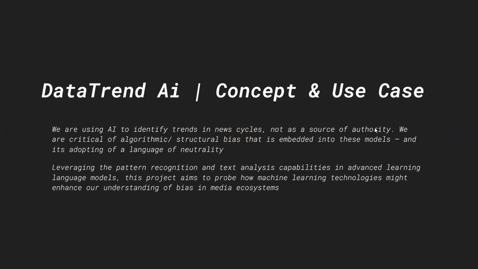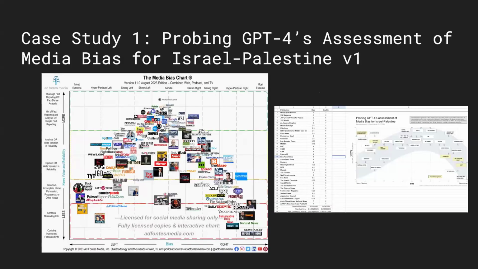So the use is to leverage the pattern recognition and text analysis capabilities in these LLM models to particularly enhance the way that we see bias in different news sources or even in the articles that people are publishing themselves. And so we looked at 2 case studies. This one, someone actually did exactly what we did, but just on their own.